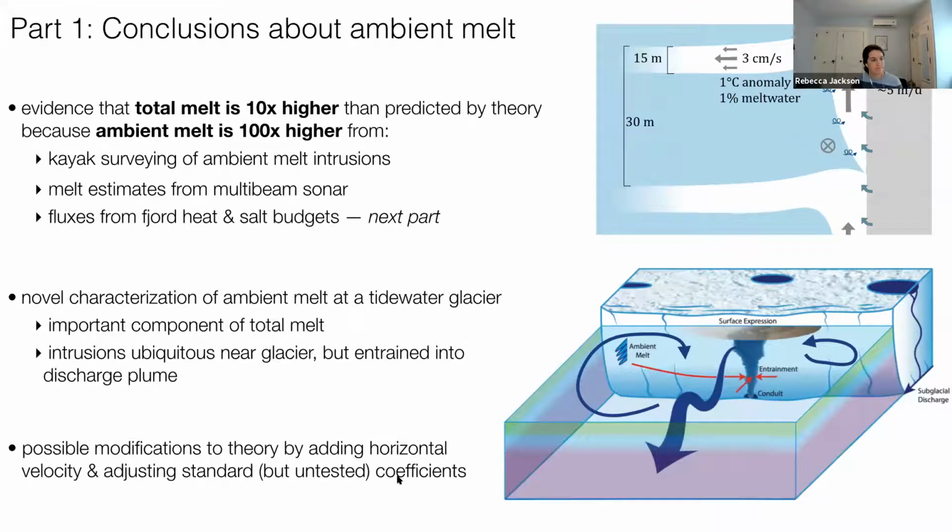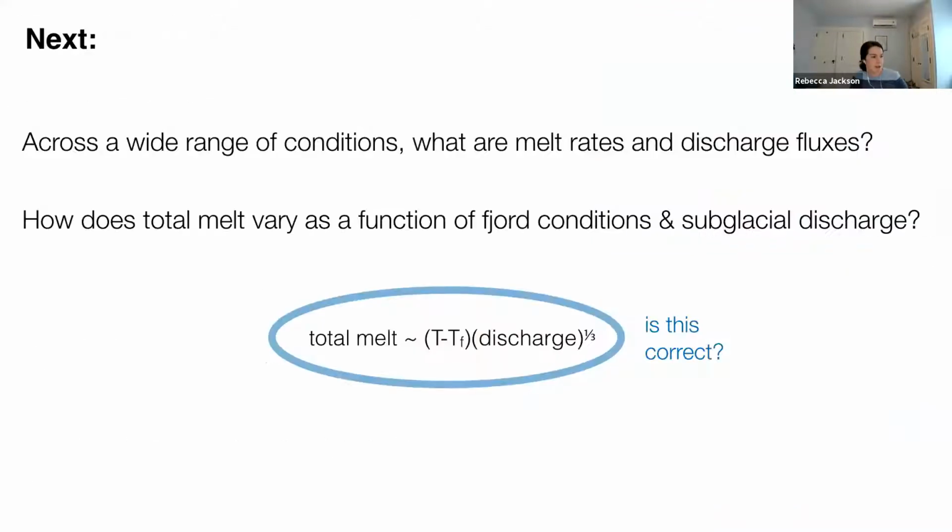Okay, so I want to spend the last bit of this talk looking across a wider range of conditions. What are the melt rates and discharge fluxes, and how does the total melt vary as a function of fjord conditions and subglacial discharge? So, I just showed results from a really intensive survey, but across a wider range of conditions, how well does this basic bulk parameterization that I mentioned in the introduction work?